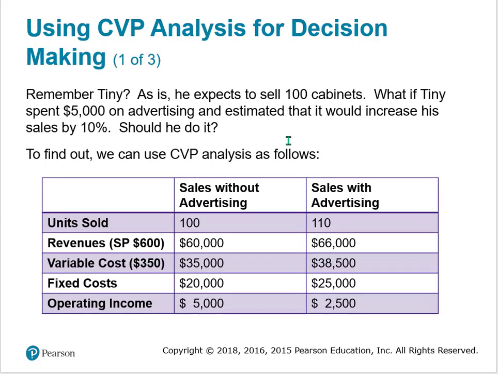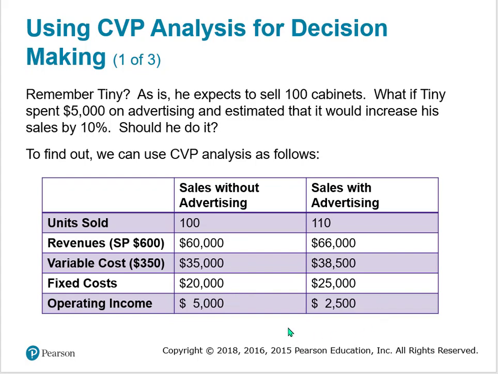Now remember Tiny, the guy with the cabinets, he wants to sell 100 cabinets. And what if Tiny spent $5,000 on advertising and thought it would increase his sales by 10%? Should he do it? So we use cost volume profit analysis. We take our units sold and increase it to 110 with the advertising. Our revenues would be 66,000. Variable costs would increase also. Now our fixed costs are increasing by 5,000, from 20 to 25,000. So operating income with these assumptions would actually decrease to 2,500.